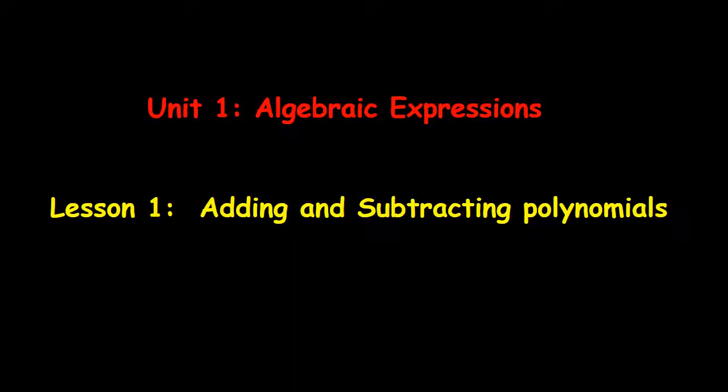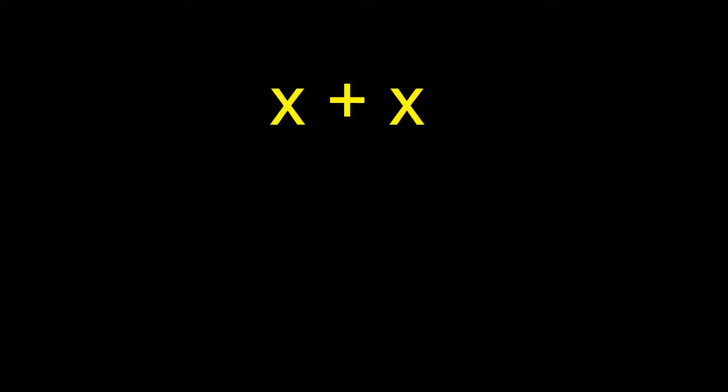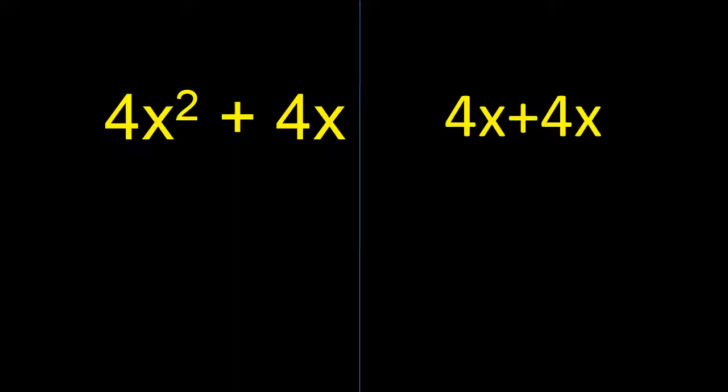Hi guys, today we're going to talk about adding and subtracting polynomials. Let's start by looking at this example. We have 1x plus 1x. 1x and 1x are like terms because both of these terms have the same variable, which is x. That's why, since these two are like terms, we can combine them together, and when we add 1x to 1x, we'll get 2x.